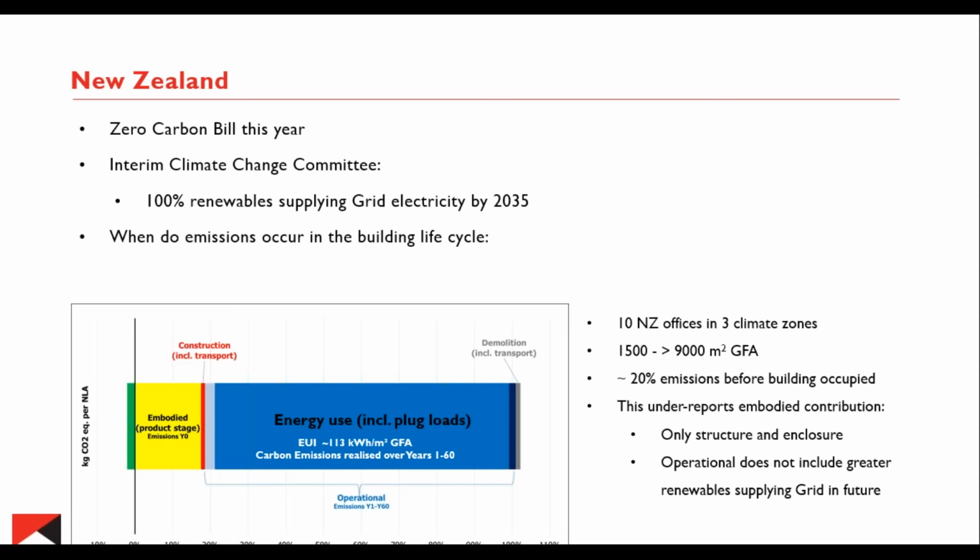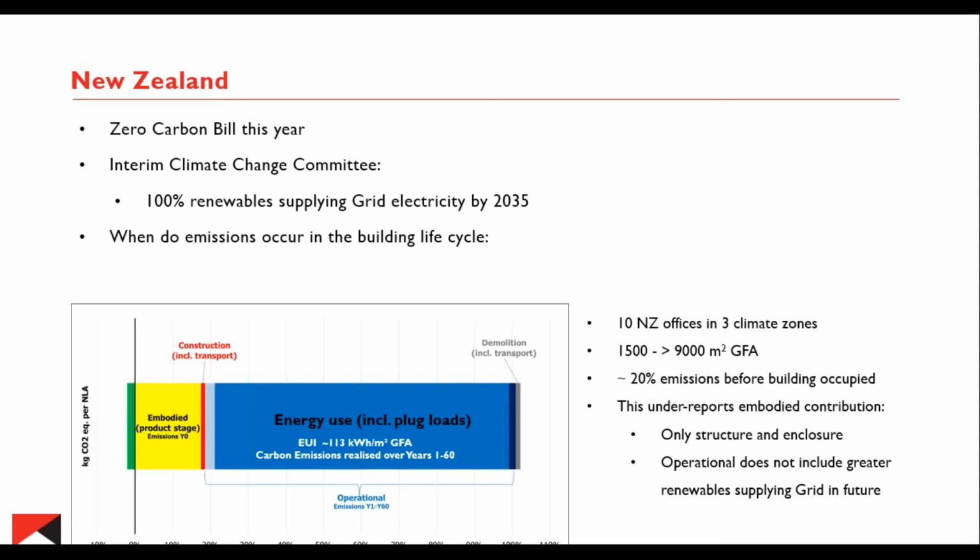Already this year, an interim climate change committee is looking at the feasibility of shifting our grid electricity to 100% renewables. We know from the New Zealand Household Energy End Use Project, or HEEP study, that 68% of energy use in residential buildings is from electricity. We also know from the New Zealand Building Energy End Use study that 85% of energy use in commercial buildings is electricity. Therefore, 100% renewables supplying grid electricity will dramatically reduce the greenhouse gas emissions arising from our built environment.